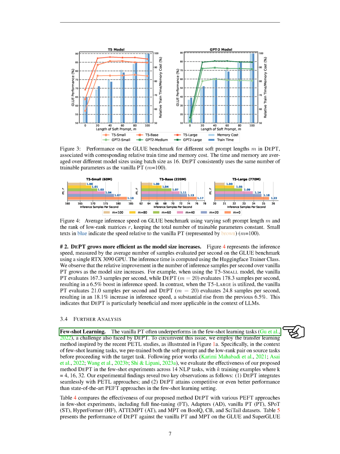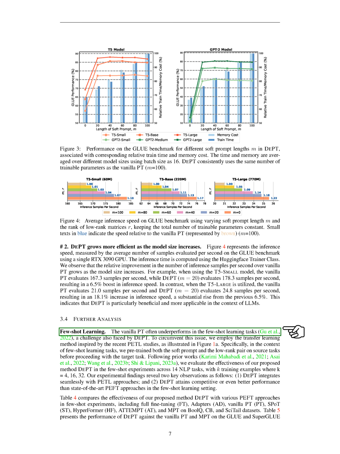However, both the standard PT and DePT often underperform in few-shot learning tasks. To address this, we used a transfer learning method inspired by recent PETL studies. In the context of few-shot learning tasks, we pre-trained both the soft prompt and the low-rank pair on source tasks before moving on to the target task. We tested DePT's effectiveness in few-shot experiments across 14 NLP tasks, with 4, 16, and 32 training examples. Our experiments showed that DePT integrates well with PETL approaches and can achieve competitive or even better performance than state-of-the-art PEFT approaches in the few-shot learning setting.